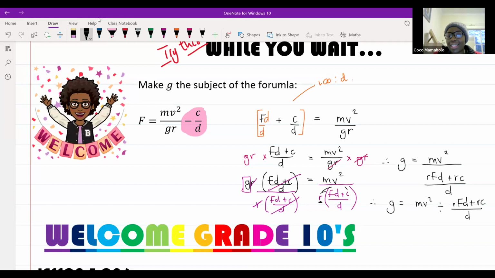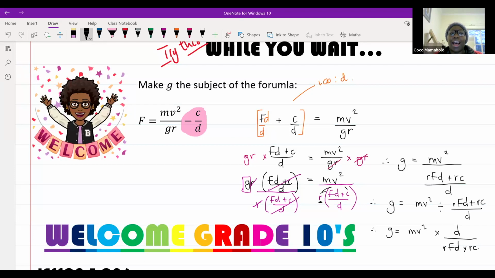And whenever I see a division sign, I'm going to tip and times. I'm going to KFC tip and times, depending on how you guys say it. Therefore, G is equal to MV squared times D over RFD plus RC.